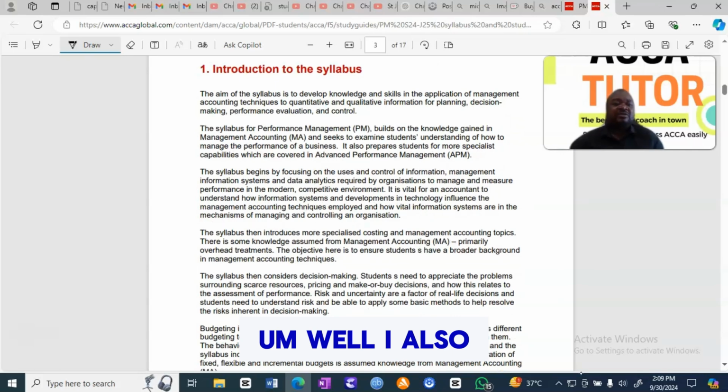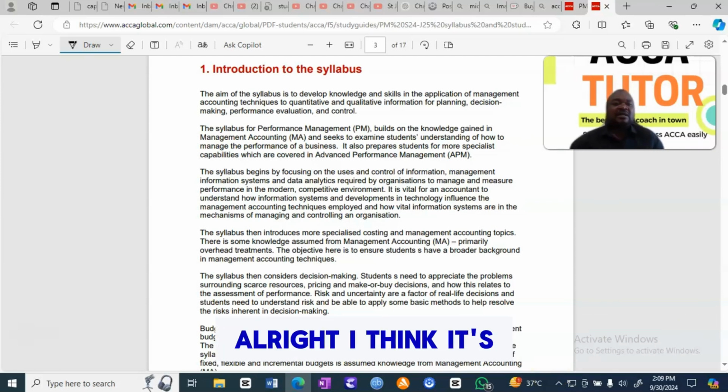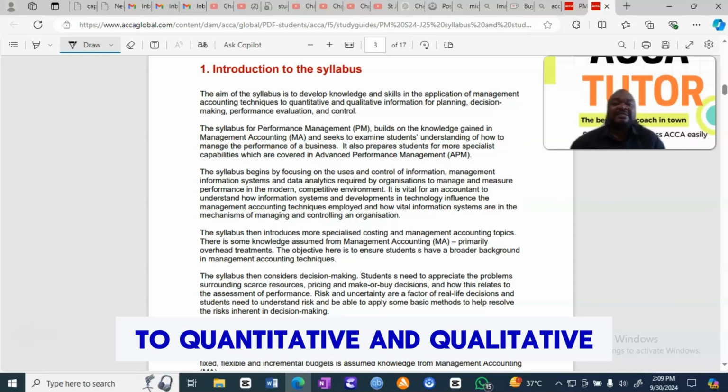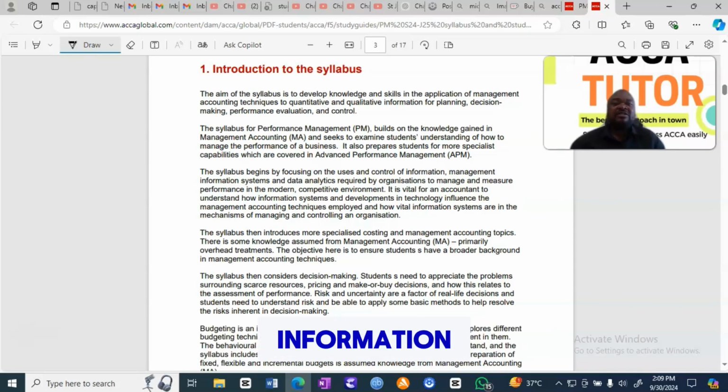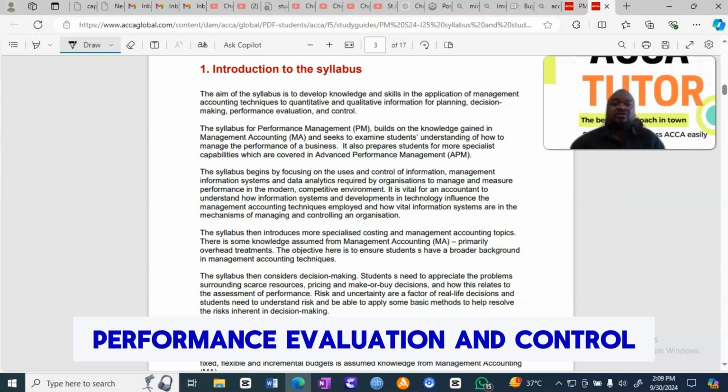Well, I also need to talk about this particular part. I think it's very essential for us. The aim of the syllabus is to develop knowledge and skills in the application of management accounting techniques to quantitative and qualitative information for planning, decision making, performance evaluation, and control.